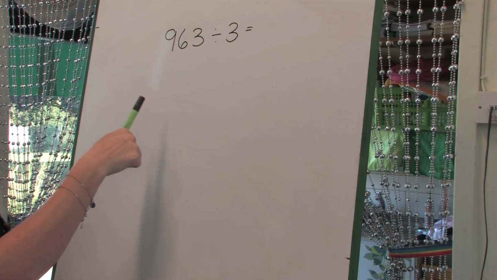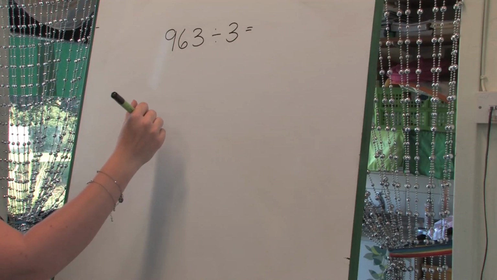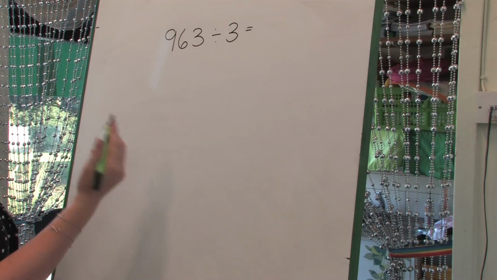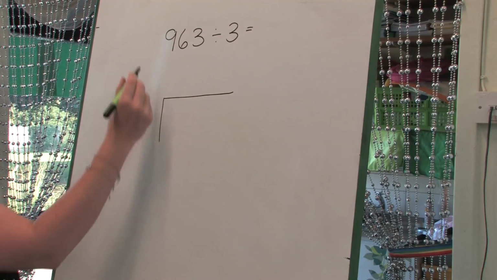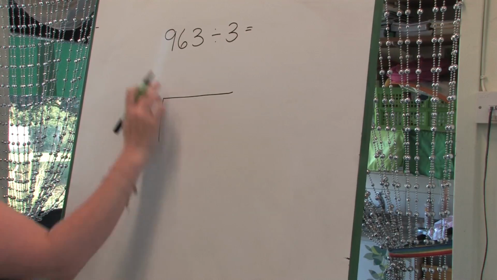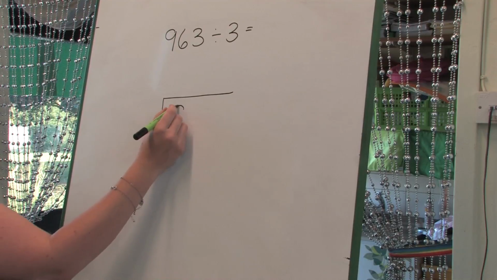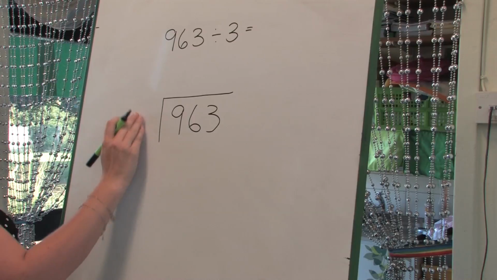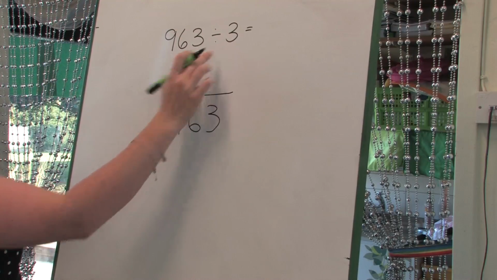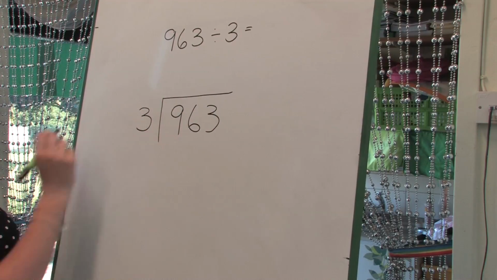Another method that we use for dividing is something that we call bus stop method. Bus stop method is also known as short method, shorthand division. So in your bus shelter, you sit the number that you want to divide, so 963. And outside of the bus shelter, standing in the rain, is the number that you want to divide by. So we're going to put the 3 there.